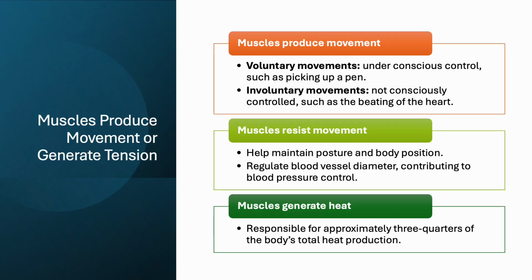So why do we need muscles? Their most obvious role is movement. Voluntary movements, like walking or picking up a pen, are under our control, while involuntary ones, like heartbeats, occur without conscious thought. Muscles also stabilize posture, resist unwanted movement, and regulate blood vessel diameter, which directly affects blood pressure. And there's another key role. Muscles generate about 3/4 of the body's heat, which is critical for maintaining homeostasis. This makes muscle tissue a driving force in both motion and metabolism.